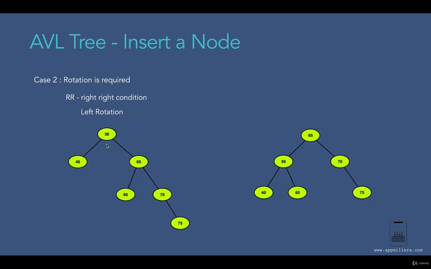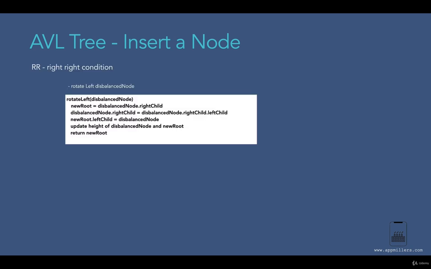Now if we closely look at these trees over here, you can see that the tree that is located on the left is disbalanced. So here the disbalanced node is 50, and after rotation it becomes balanced, which performs faster than this binary search tree which is located on the left. Now let's see how the algorithm of left rotation works in case of right-right condition.